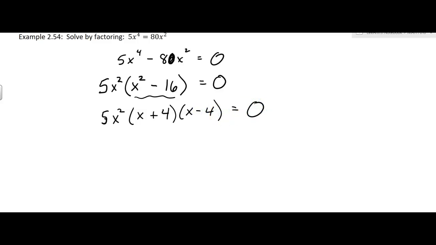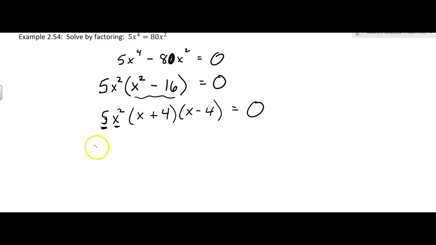Now, a question you might have is, well, how many factors are there? Well, you could argue that a little bit, but 5 is a factor. It's not going to be 0, but it's still 5 times stuff. X squared, that's a factor. You could think of it as x times x.